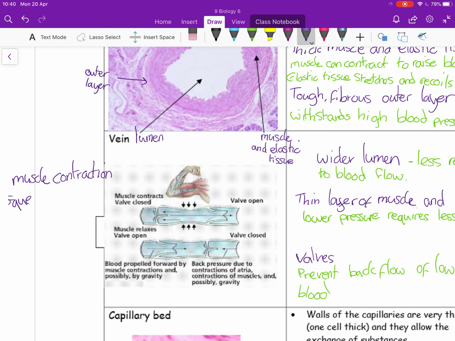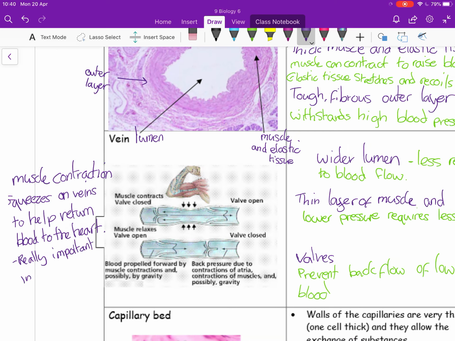Another thing that helps to keep the blood moving in the veins is that where veins pass through your arms and your legs particularly, when you're moving, the muscles surrounding the veins contract and squeeze on the veins. They put a bit of pressure onto the veins, which helps to return the blood back to the heart. This is really important, particularly in the lower legs, which is why people can have very poor blood flow in their lower legs if they've been sitting for a long time, such as on long flights. It's why they encourage you to get up and move around in that kind of situation.